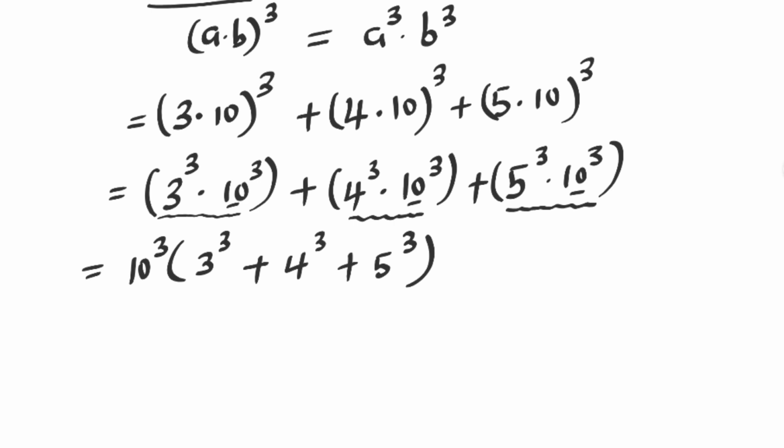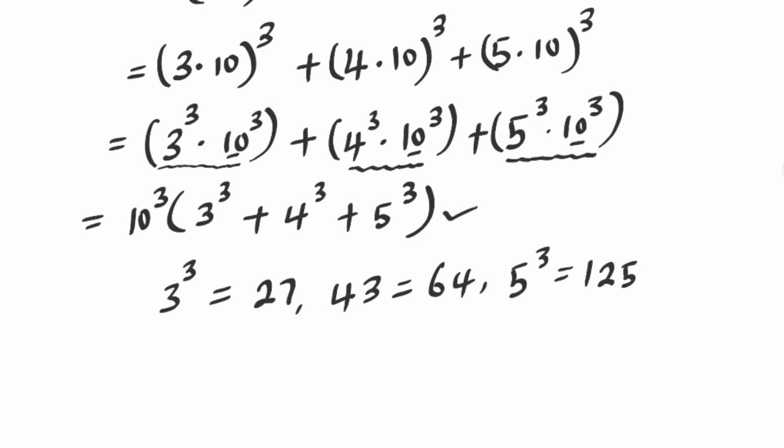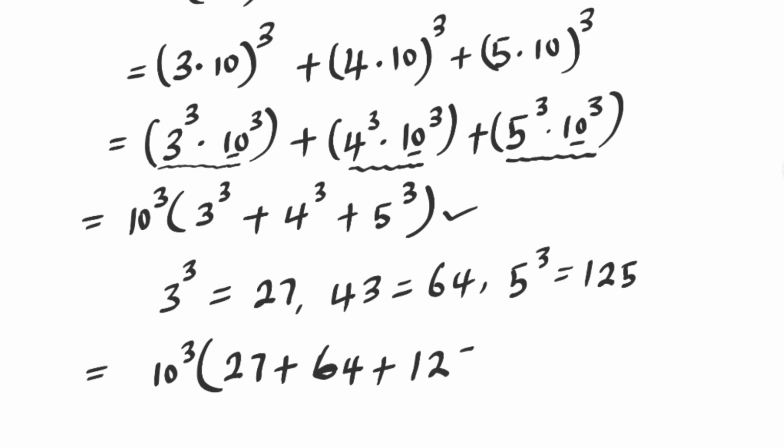Then here, 3 raised to power 3 is equal to 27. 4 raised to power 3 is equal to 64. And then 5 raised to power 3 is equal to 125. So this can be written as 10 raised to power 3 bracket 27 plus 64 plus 125.